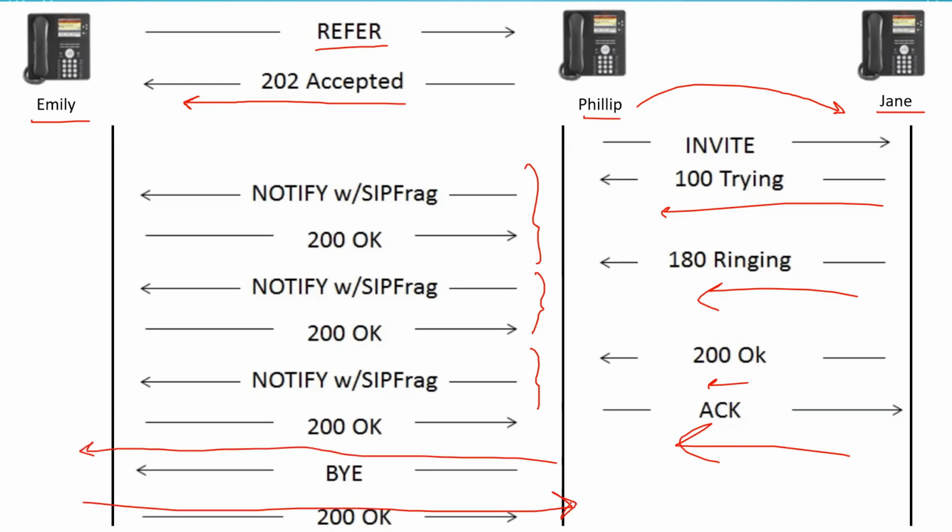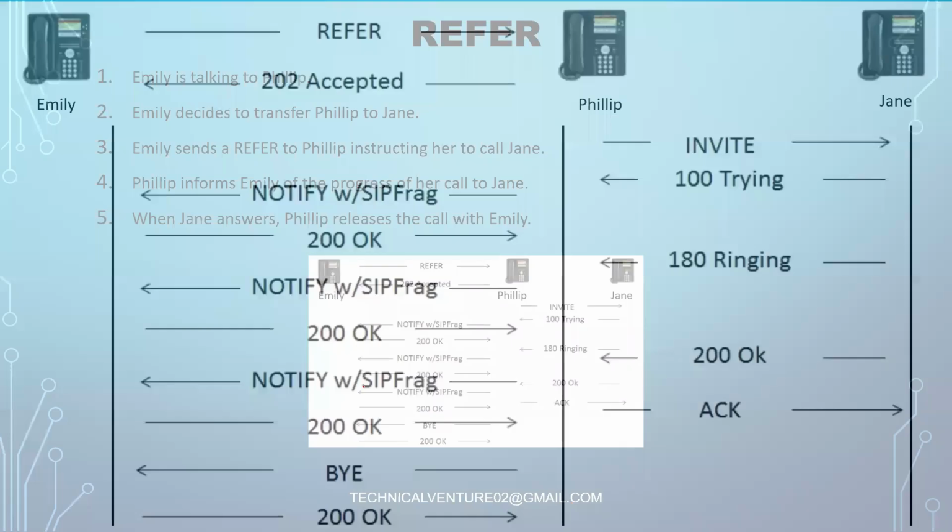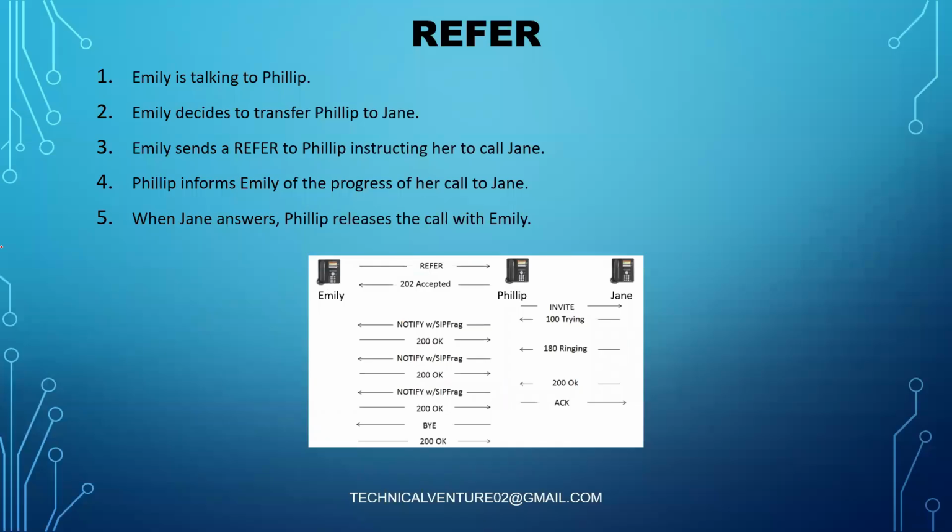Okay, we are going to be disconnected. So let's discuss this in detail as well. That is what we say: Emily is talking to Philip. Here, Emily is talking to Philip already.